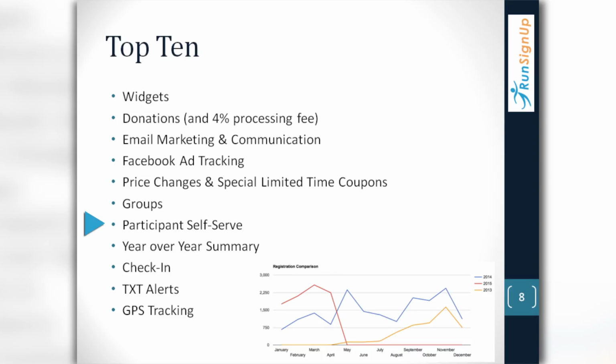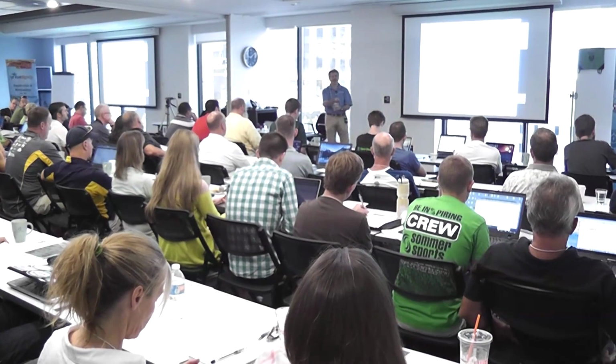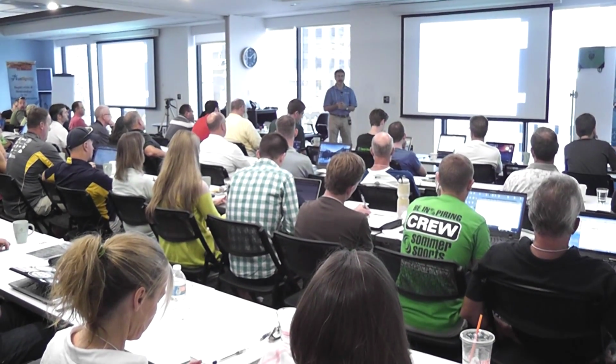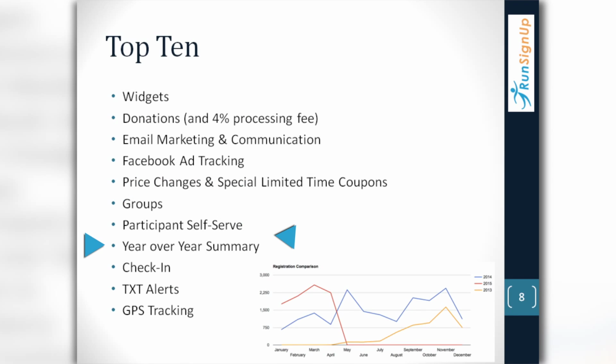And shouldn't I be able to at least transfer my bib to somebody else, to a friend, or potentially even get a refund? And you can do this easily. And you can actually make money at it, right? You can charge people a transfer fee or a refund fee and things like that, and still make them pretty happy. This year-over-year summary is what I'm talking about, that you'll see pop up more and more places. Check-in, text alerts, and GPS positioning.